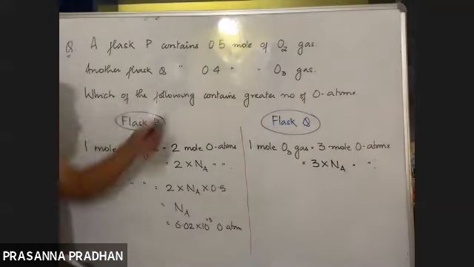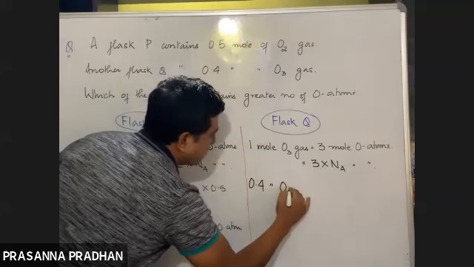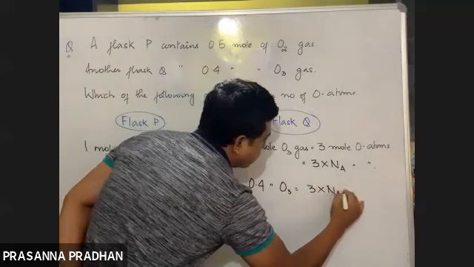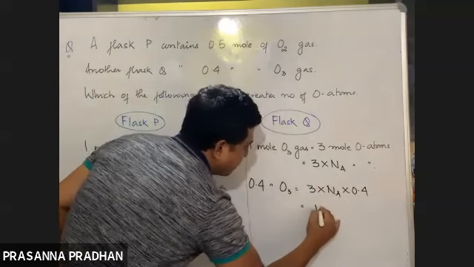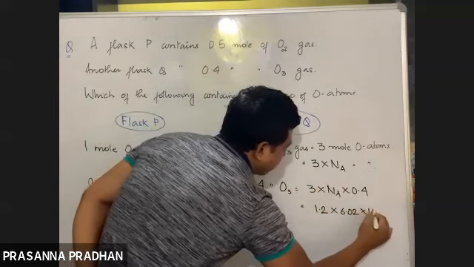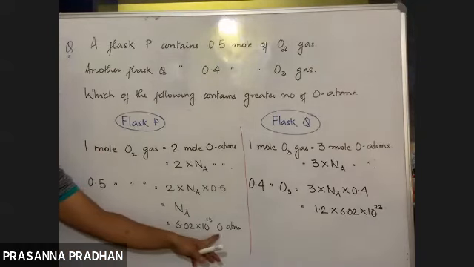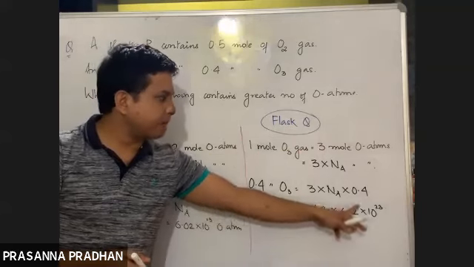So 0.4 mole will contain how much? 0.4 mole of ozone will contain 3 into Na multiplied by 0.4. So this will give us 1.2 times the Avogadro number of oxygen atoms. Got it? So in flask P, the Avogadro number of oxygen atoms are present. In flask Q, 1.2 times the Avogadro number of oxygen atoms are present.